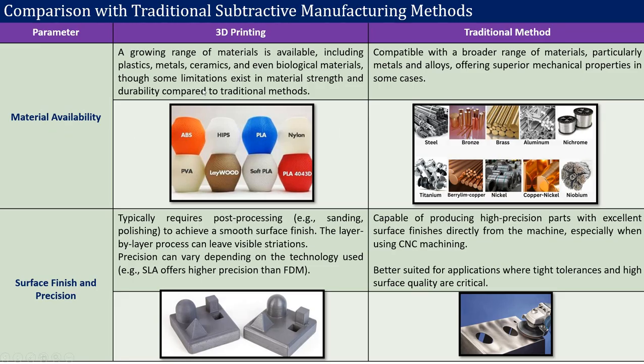Then material availability. For 3D printing, a large range of materials is available. For traditional methods also, a large number of materials are available, but the material is very costly in the traditional method as compared to 3D printing.